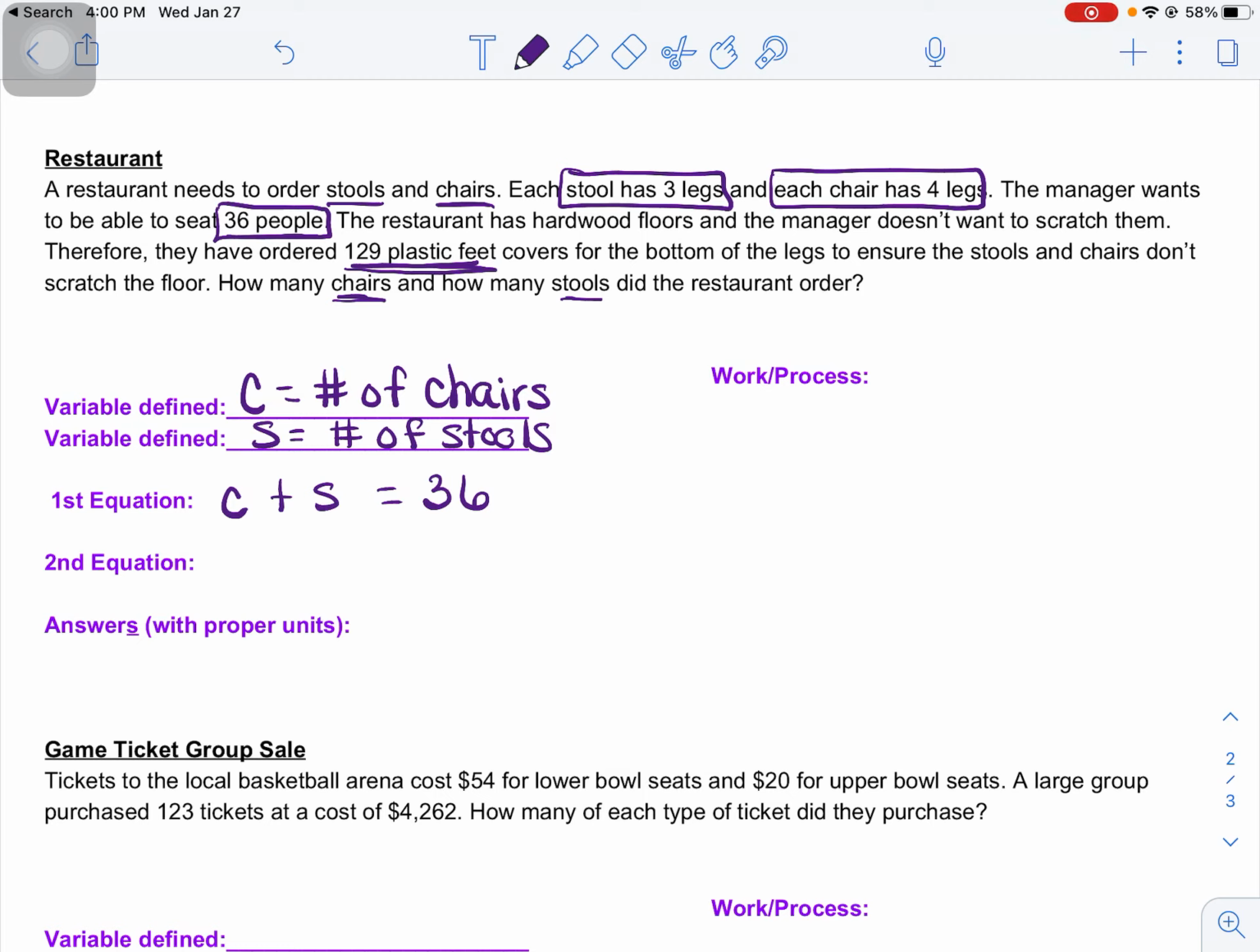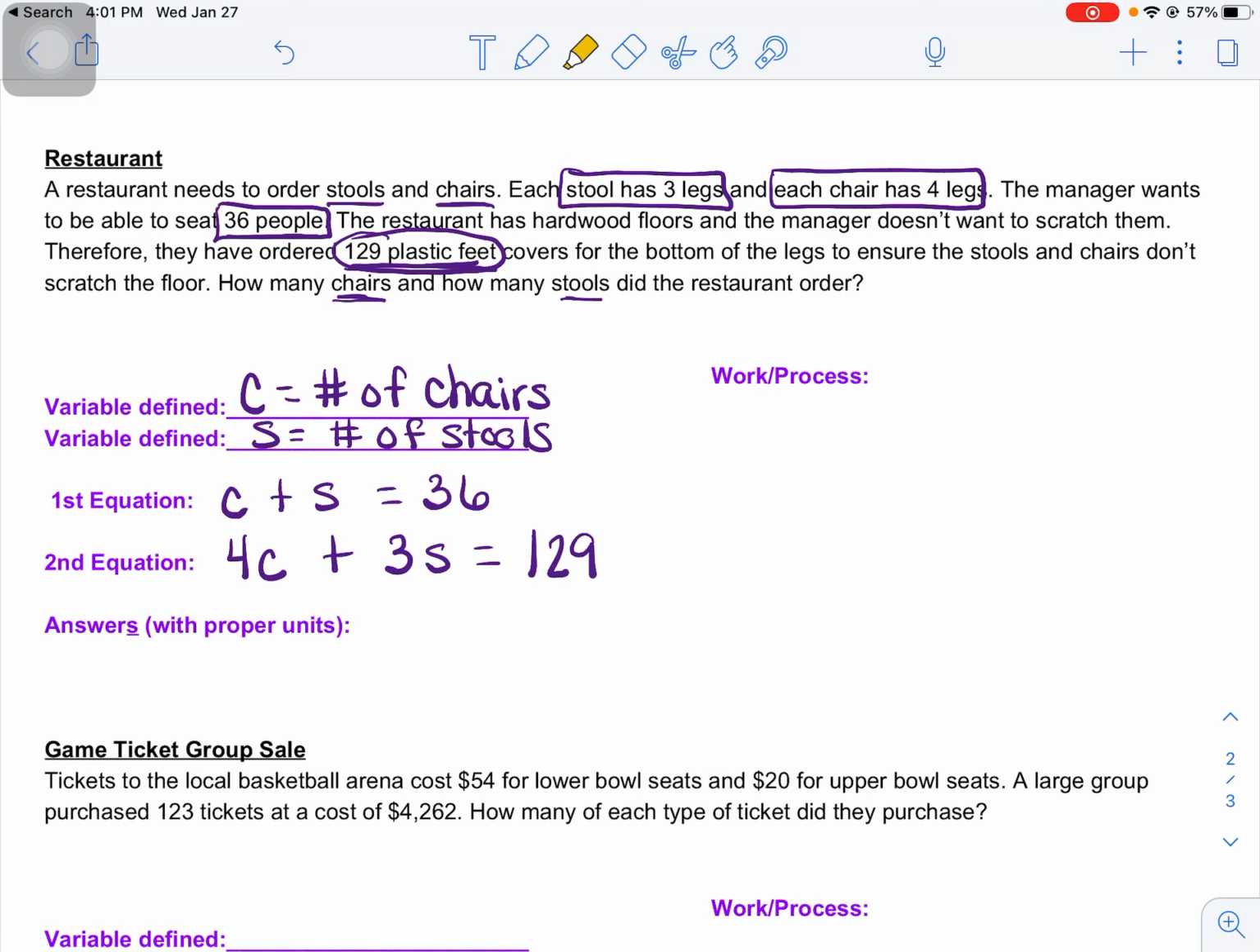Now we got to talk about the feet. Well, each chair had 4 legs, and each stool had 3 legs. And they had a whole total of 129 plastic feet. So that's going to equal 129. So now you have your 2 equations, and we're going to set them up using substitution.